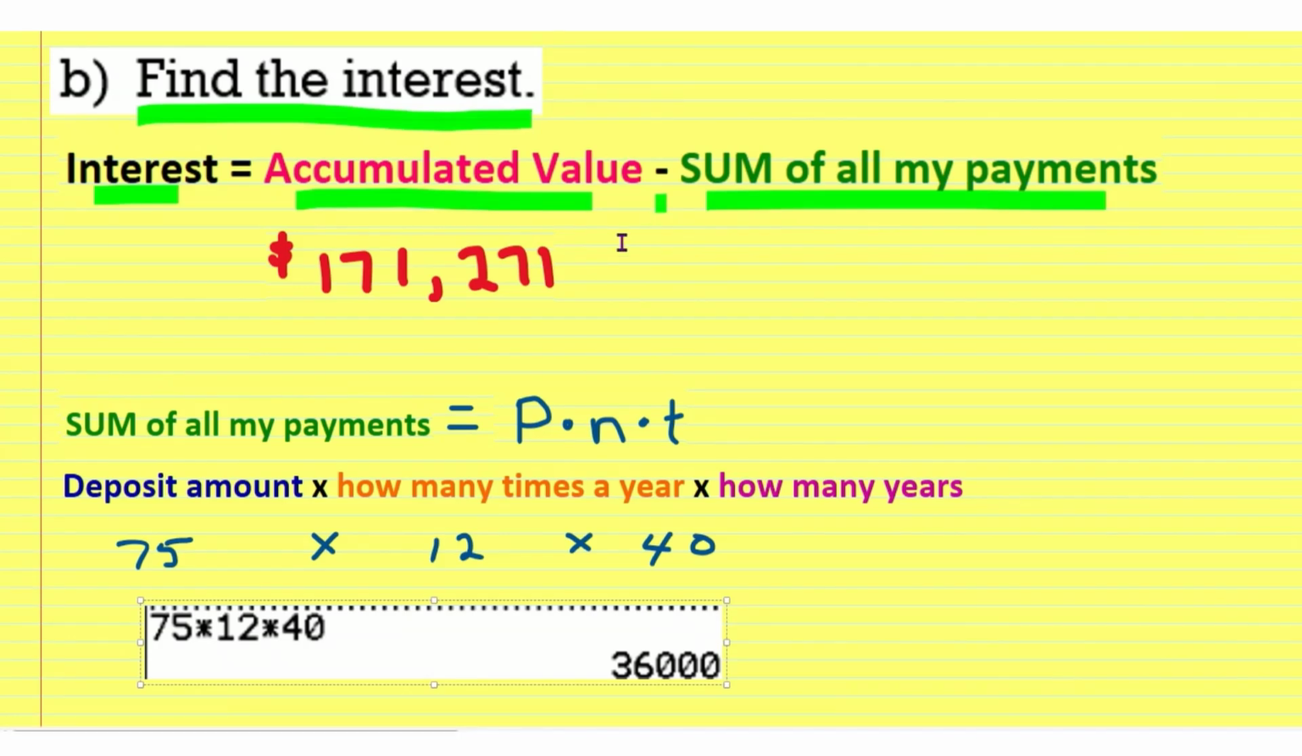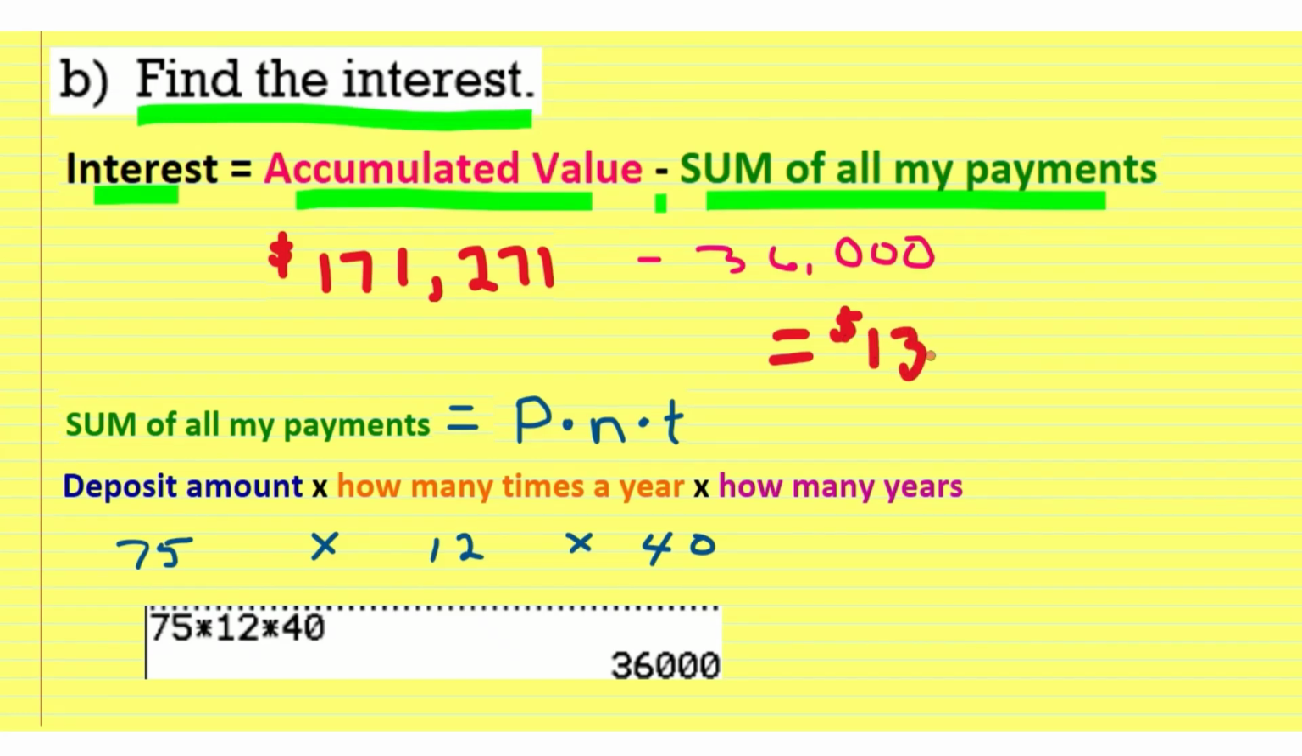So that means that I can subtract 36,000, the sum of all my payments. And that means that the interest my IRA accumulated over the course of those 40 years is 135,271 in interest.